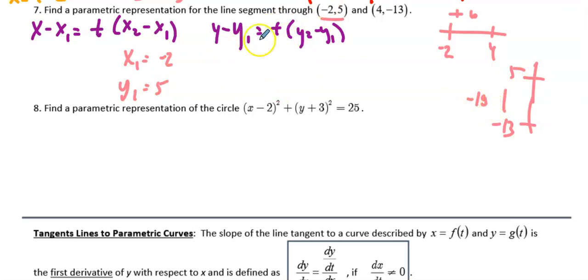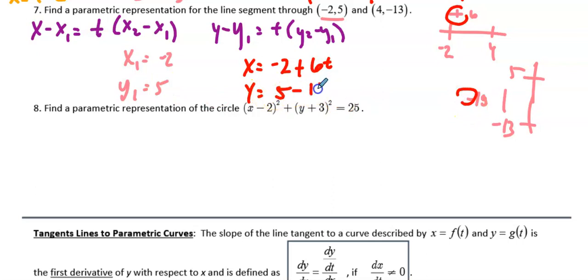So your answer to this problem is going to be x is equal to -2. This is our starting value, whatever it is. And since it's positive here, it's going to be plus 6t. Done. Y is going to be equal to the initial, which is 5. And this is going to be negative, so it's going to be minus 18t. Done. That's all you have to do.